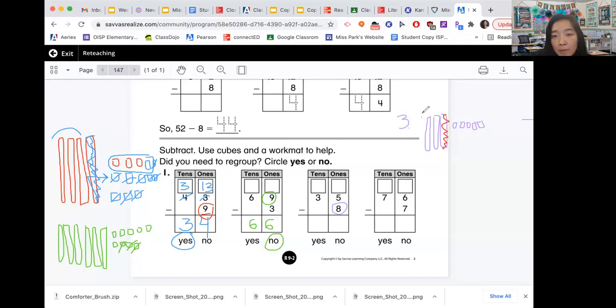So how many are we left over within the tens place? 2. Okay, and then we take 10 more to the ones place. So if we add 10 more to 5, what is 10 plus 5? 15.